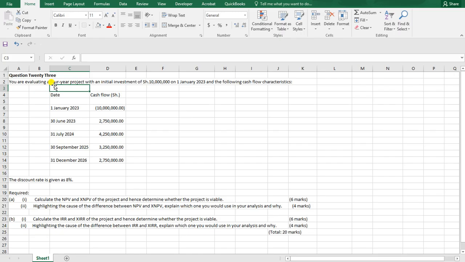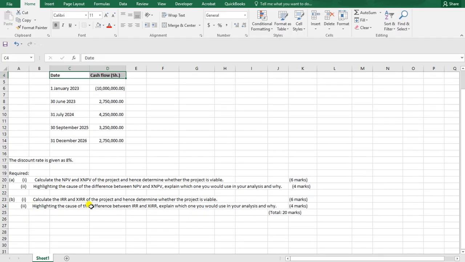So what we are told here is that I'm having the date factor and we're having our cash flows. These are what I'm given there. Then these are our dates. They vary as follows. The discount rate is given as 8%. So you're supposed to calculate the NPV and XNPV of the project and hence determine whether the project is viable or not. We are also supposed to write the cause of the difference between the NPV and XNPV and explain which one you will use in your analysis and why. The aspect of IRR, of course, you'll also be looking at when you reach there.